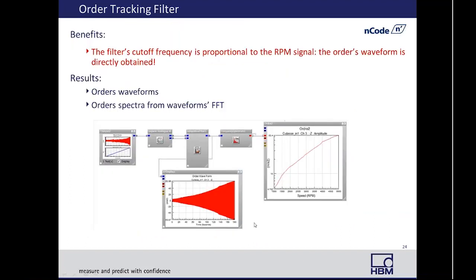So this order tracking filter is able to extract the waveform of an order, and the spectrum is obtained by calculating the FFT of the time signal, right? The order time signal. Results are as accurate as with the revolution-based approach, and the processing time is extremely limited. It's very fast. Typically, for an analog signal of 1 million data points, it takes 1 second to filter. So it's very fast. The order tracking filter is the solution we want to retain here in this type of application, because it gives all the necessary information about orders, and it is accurate and it is fast.